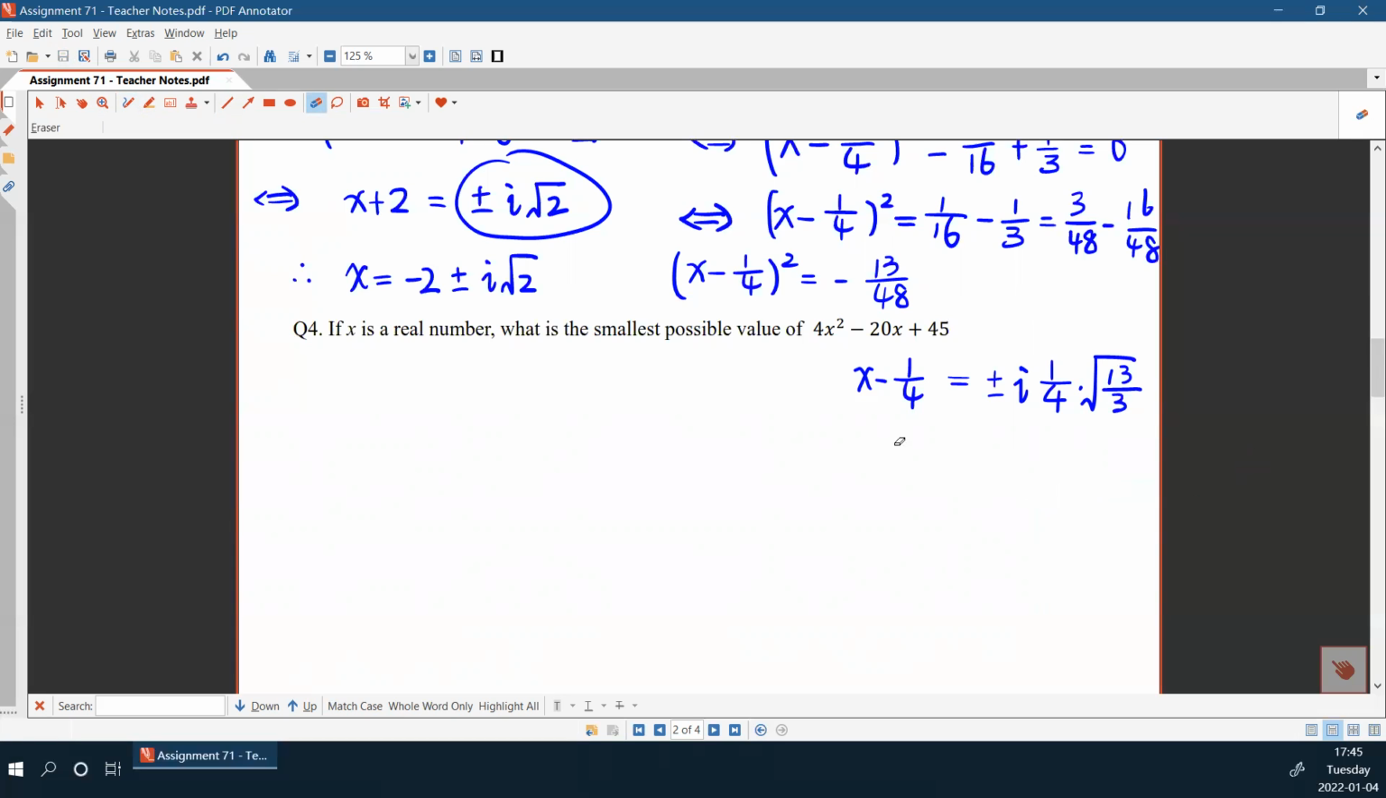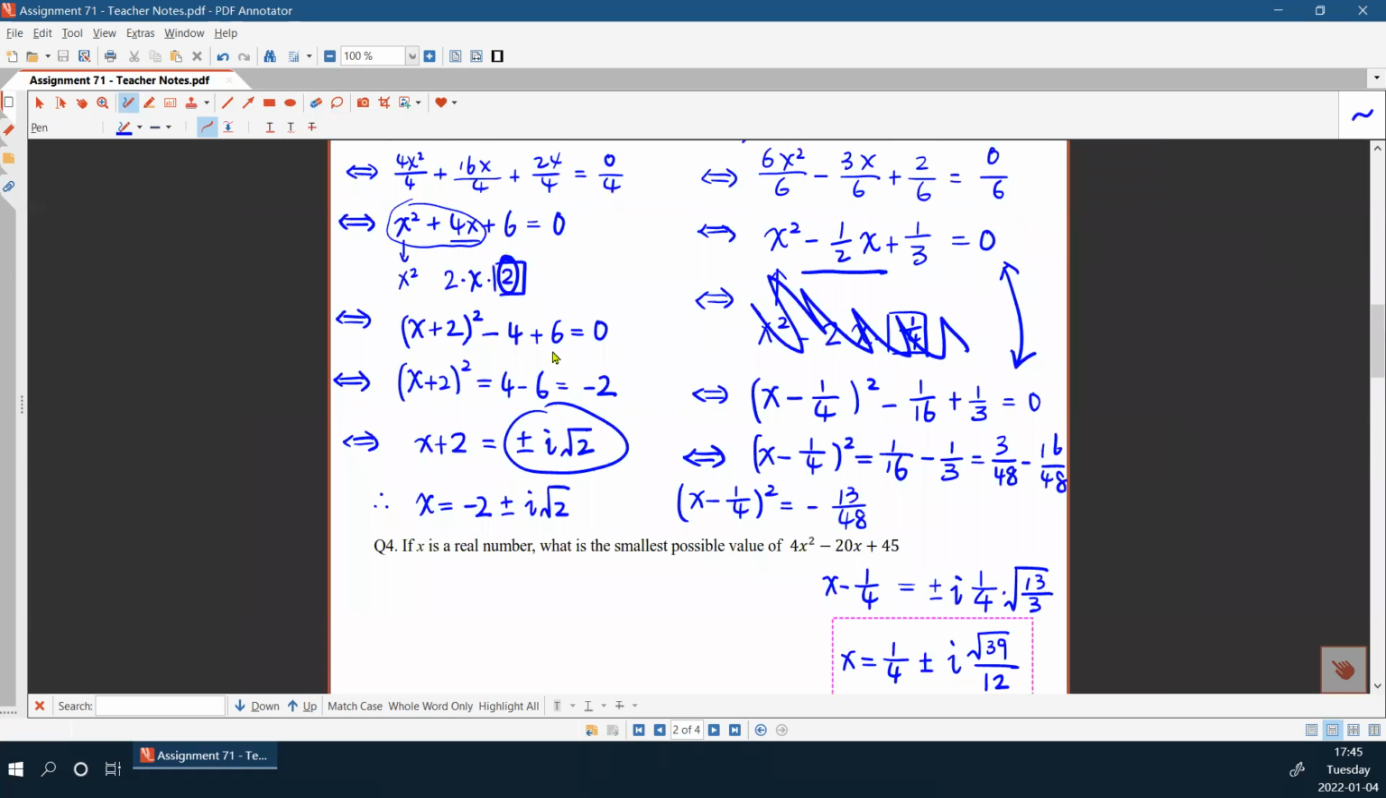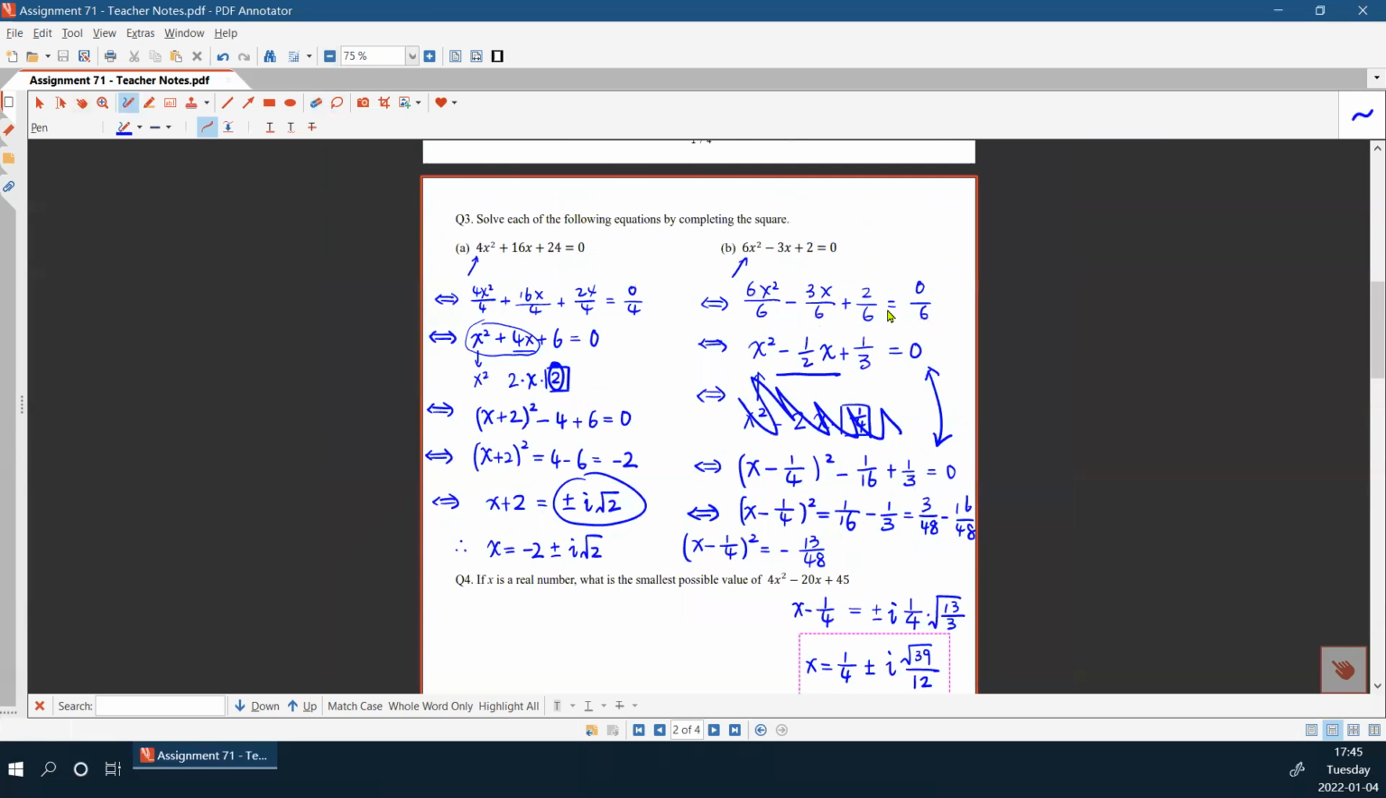Okay, good. So the next step is to move the 1 over 4 to the other side. So positive or negative. Remember to rationalize the denominator, which will give us i times the square root of 39 over 12. This is the conventional way to write the final solution, okay? All right, so please have a look at the question here and let me know if you finish, okay?